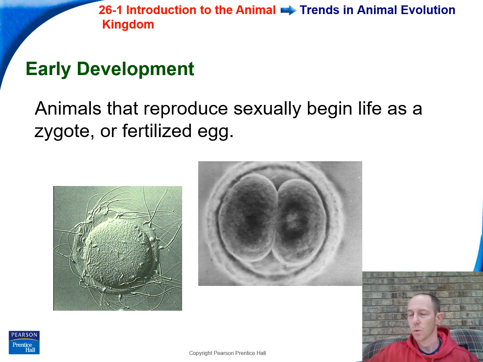So 14 says, what's a zygote? Well, a zygote is a fertilized egg, right? It's the product of sperm plus egg equals zygote. So as soon as there's fertilization, you get a zygote, right?